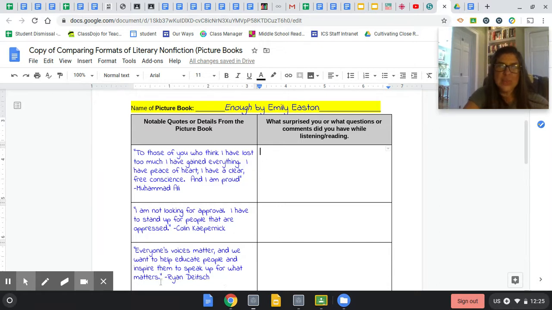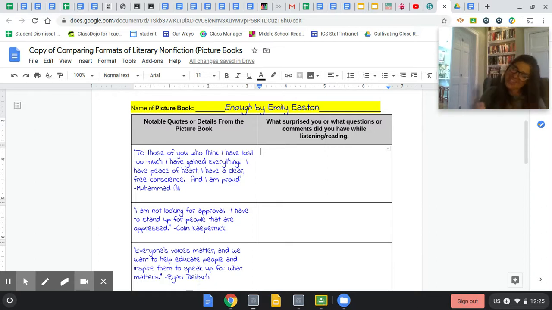The last quote that I picked came from Ryan Deitsch, and he was the one that wrote the foreword at the beginning. He was the cousin of the author that happened to be at Marjory Stoneman Douglas High School when the mass shooting took place there. And his quote right at the end said, "Everyone's voices matter, and we want to help educate people and inspire them to speak up for what matters."